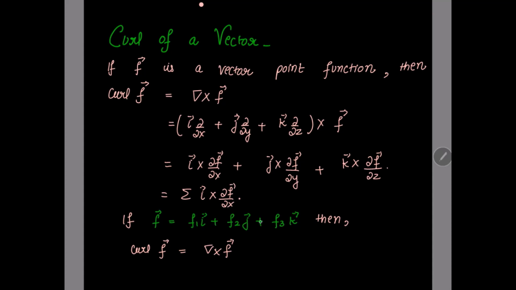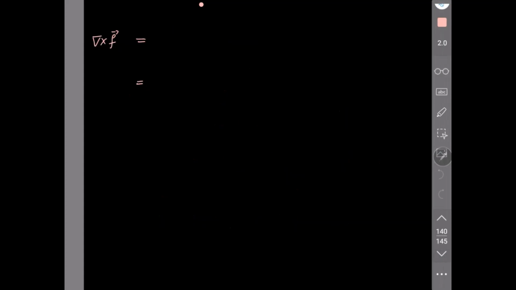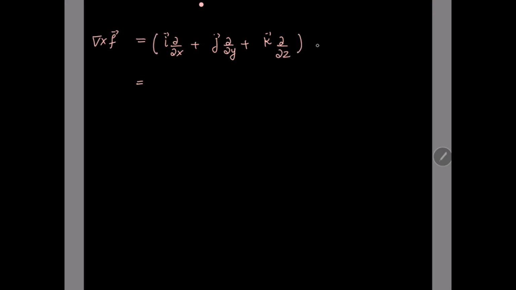Now if f vector is given in component form, that is f1 i plus f2 j plus f3 k, then how do we calculate curl f? That is del cross f. Let's do that. Then del cross f is equal to, again I am writing first the del operator, it is i ∂/∂x plus j ∂/∂y plus k ∂/∂z, and its cross product with f vector, which is f1 i plus f2 j plus f3 k.